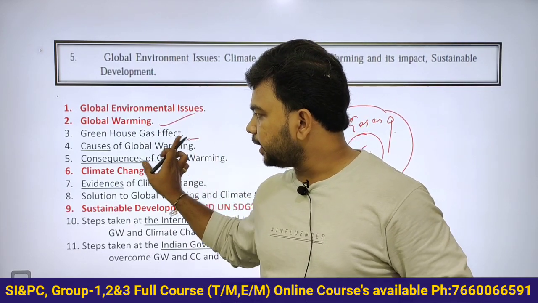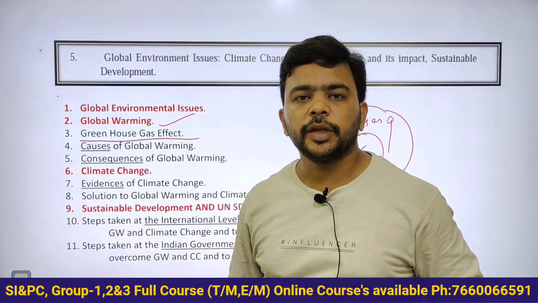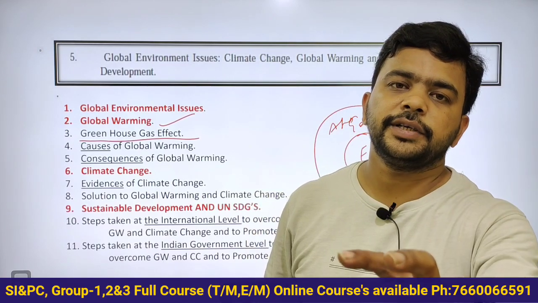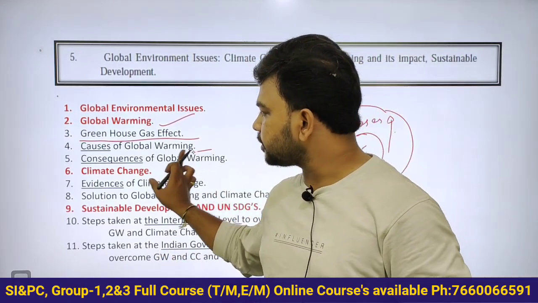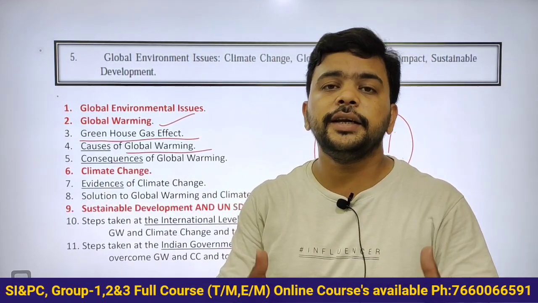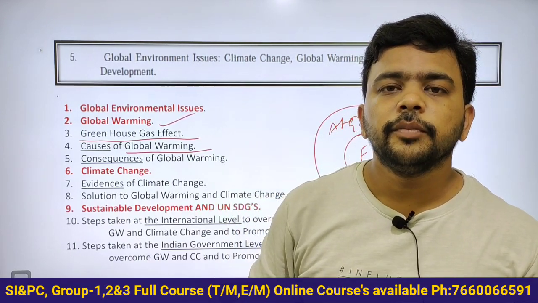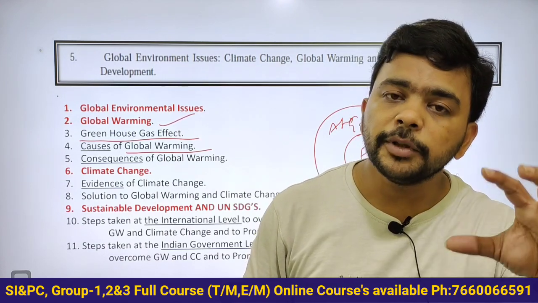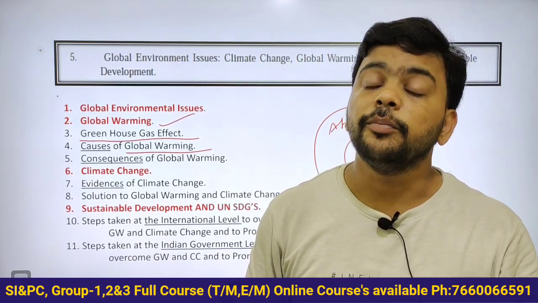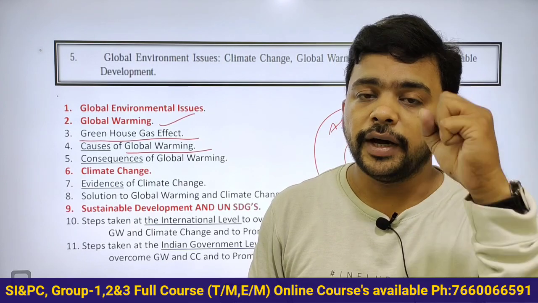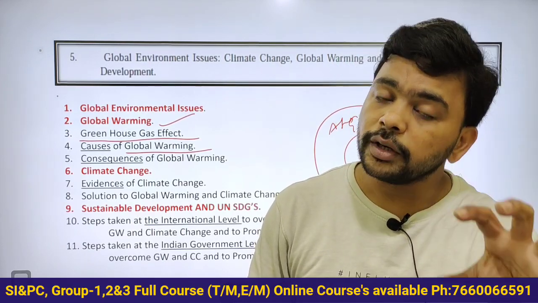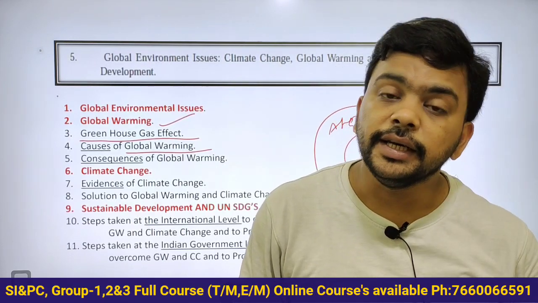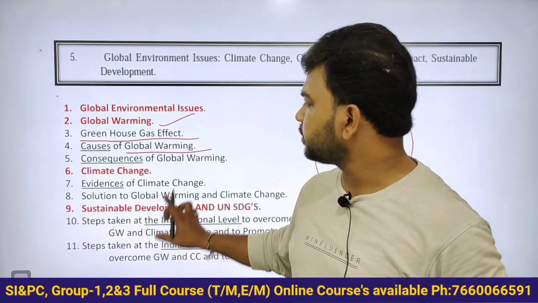And you understand the greenhouse gas effect, the positive side of the greenhouse gas effect. And we understand causes of global warming. What exactly is leading to global warming? More emission of greenhouse gases, more combustion of fossil fuels, more forest fire incidents, more agriculture and livestock activity releasing methane. All these are causes of global warming.